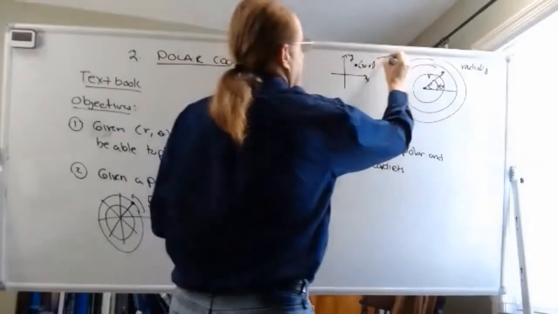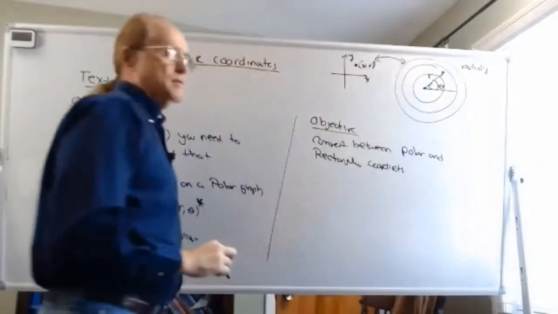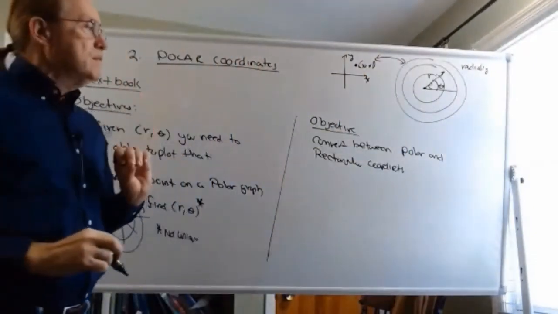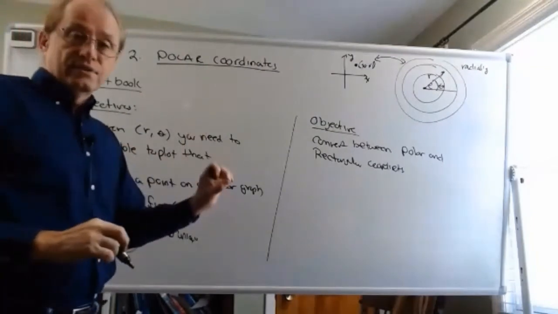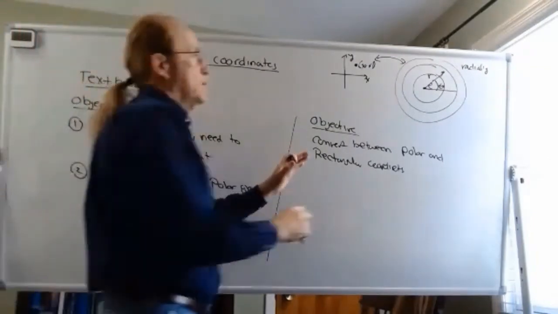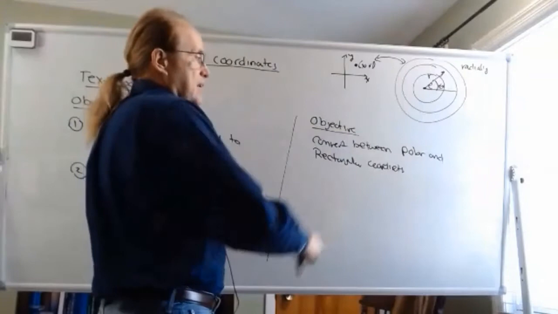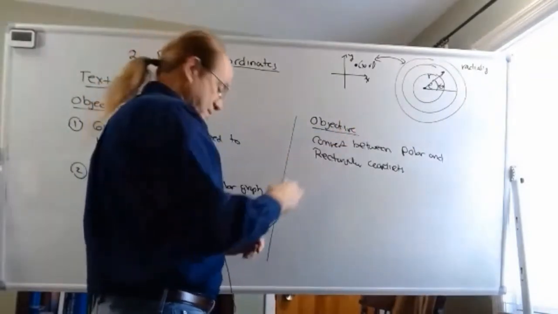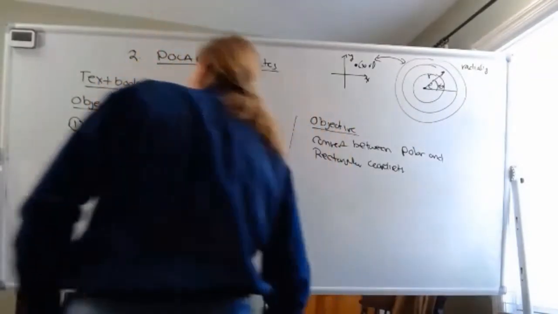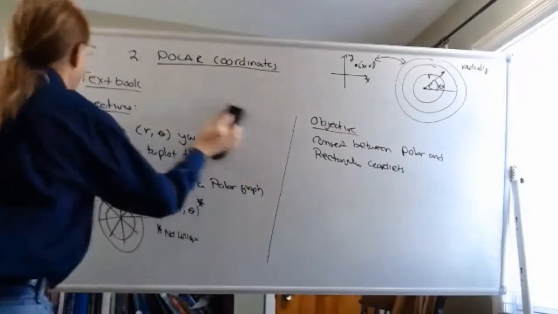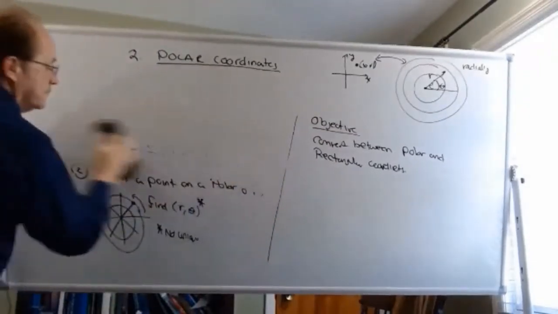We have these two, and can I convert back and forth between them at a point level and also at a function level? So we're going to do this, convert from point to point and function to function. So how do we do this? Okay, let's take a look back to our unit circle.